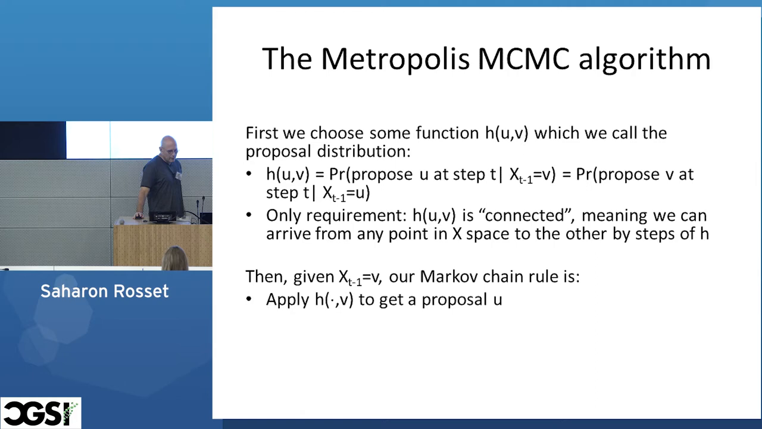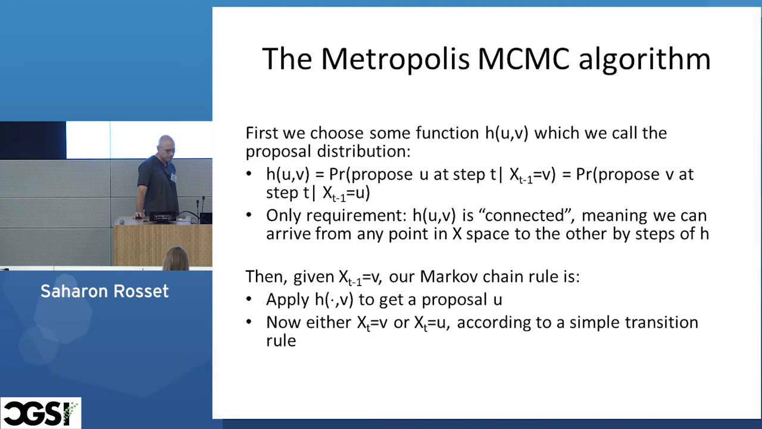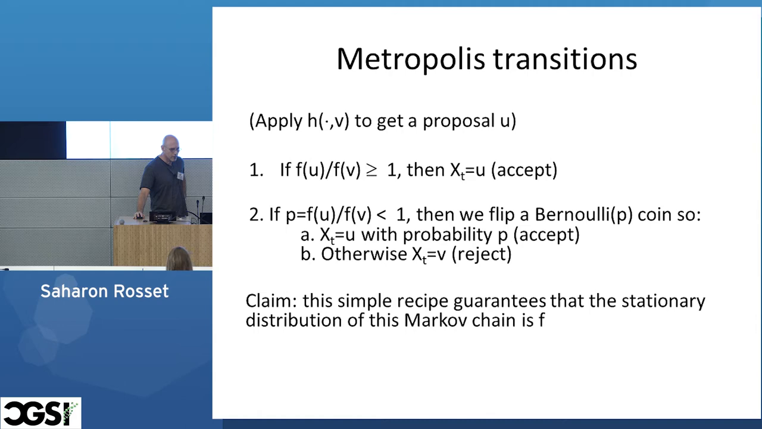What do we do in our Markov chain steps? When we see some value v, we apply H to get a proposal u. And then at the next step, either we accept the proposal and the value will be u, or we reject the proposal and the value will be v. So we start from v, we propose u. Either we accept u or we reject u and stay at v. And the rule for rejecting or staying is also very simple. If f(u) over f(v) is bigger than 1, meaning u is better than v according to f, right?